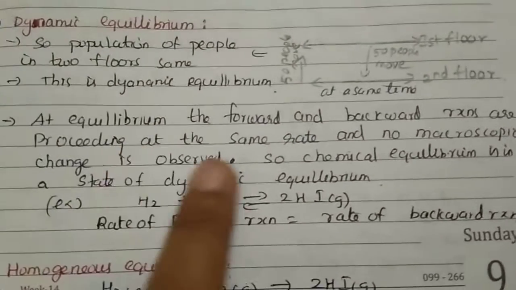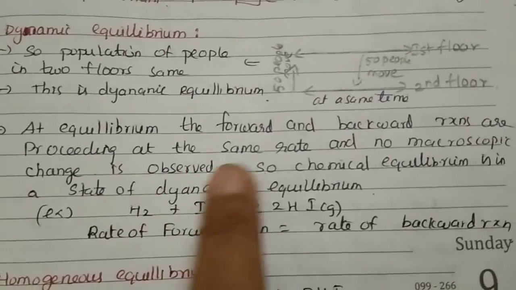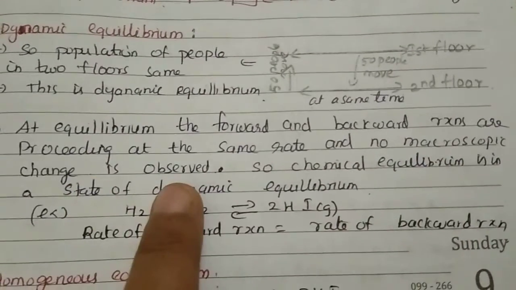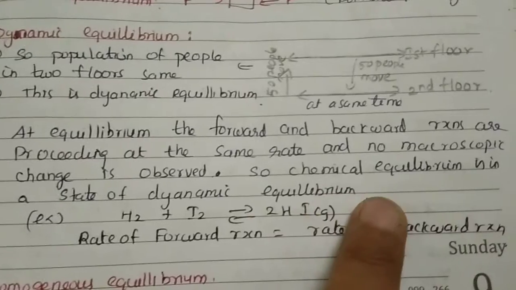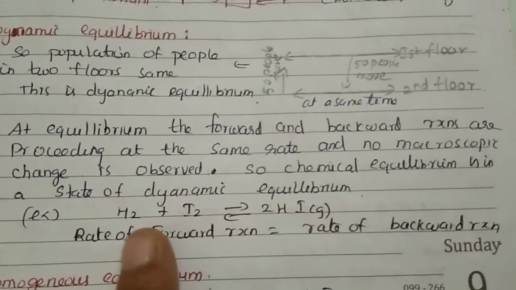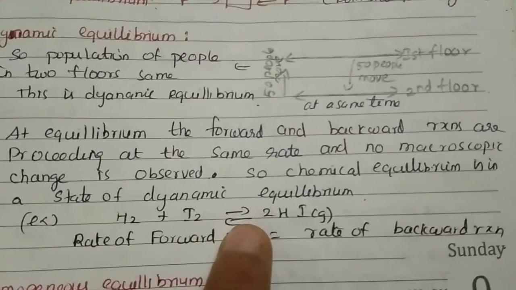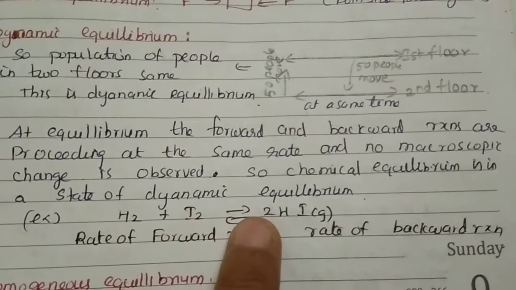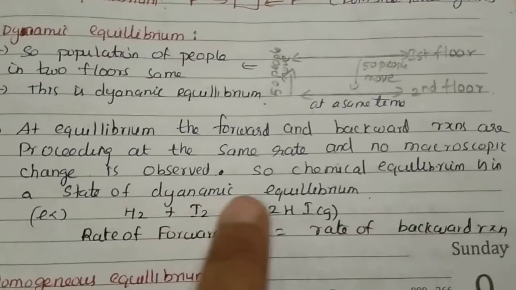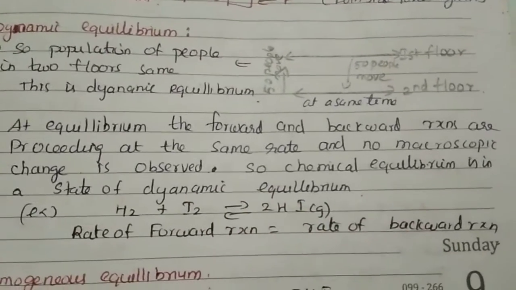At equilibrium, the forward and backward reactions are proceeding at the same rate and no macroscopic change is observed. So chemical equilibrium is in the state of dynamic equilibrium. H2 plus I2, this double arrow mark represents that the reaction is in equilibrium, gives 2HI. So the rate of forward reaction is equal to the rate of backward reaction.